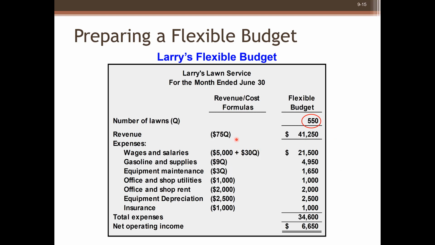For revenue, we use $75 multiplied by 550. For wages and salaries, $5,000 plus $30 multiplied by 550. For gasoline and supplies, $9 times 550. Equipment maintenance, $3 times 550. And you can see that fixed expenses are the same. Total expenses, $34,600, and net operating income, $6,650.